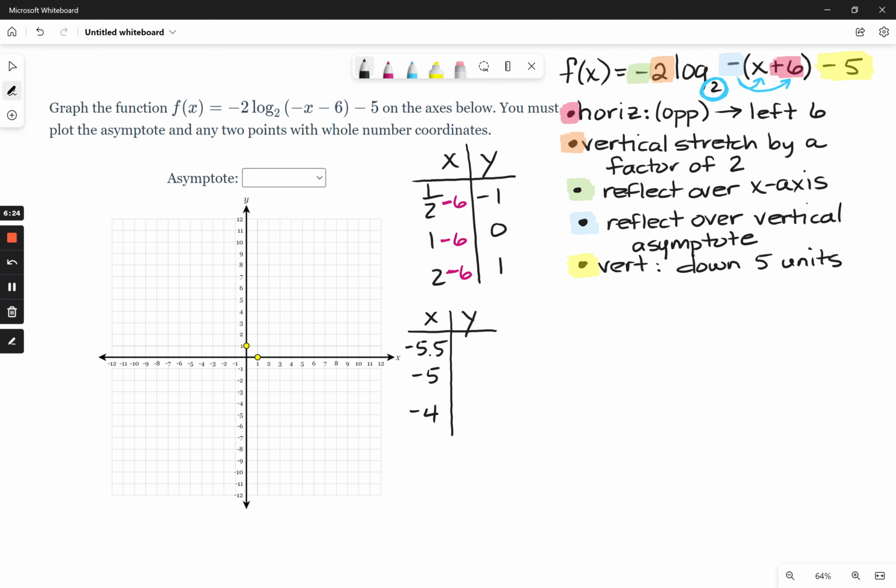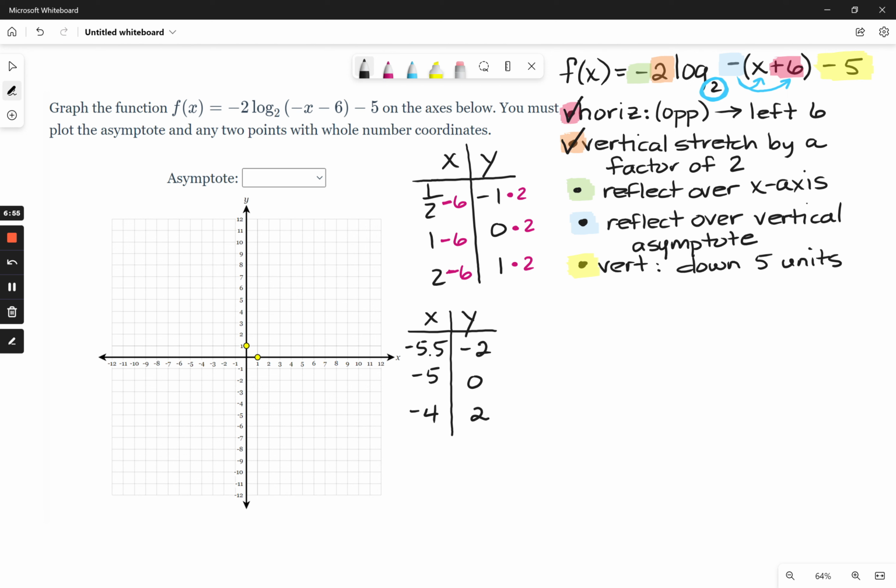Okay? Then the vertical stretch by a factor of 2 tells me that I am going to multiply by 2 to the y values. So if I multiply by 2 on each one of these, my values are going to become negative 2, 0, and positive 2. So notice, as of right now, I did the first bullet and I did the second bullet.